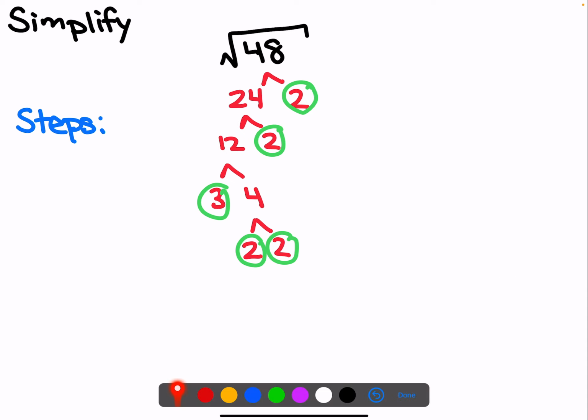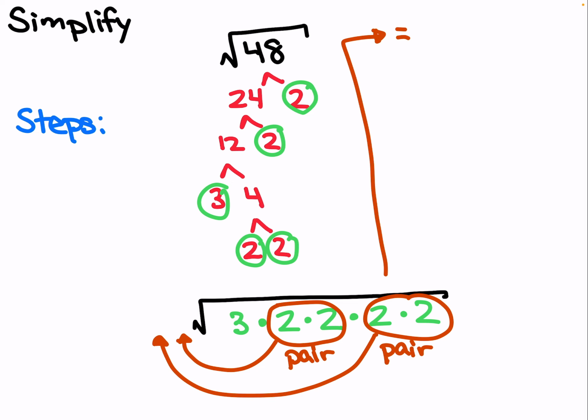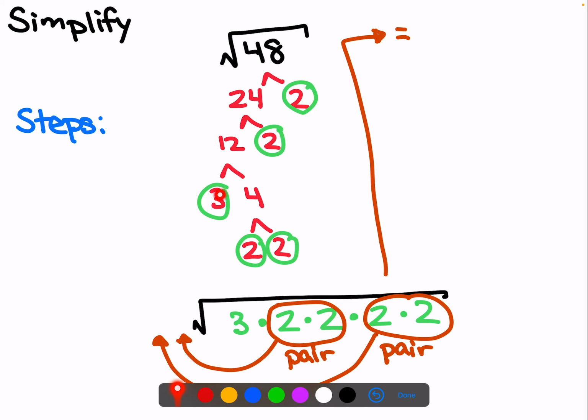So writing this all out, we have 3 times 2 times 2 times 2 times 2. Again, that's just all these numbers that we circled. We have a pair of 2's here. A pair is just 2 numbers, like I have a pair of socks. And then we have a second pair as well. So I take both of these pairs outside.